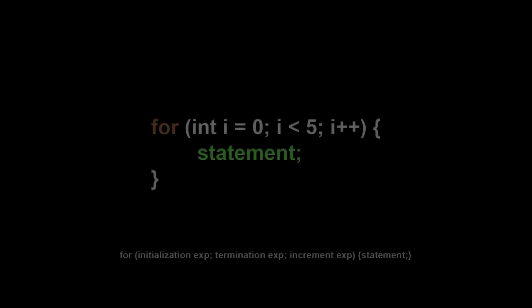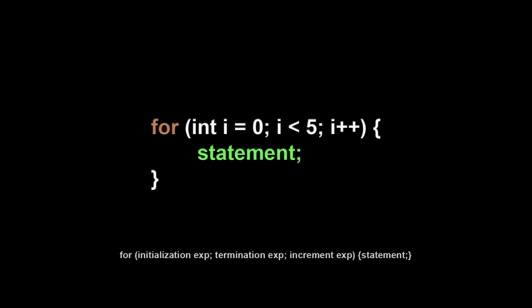The first parameter is called the initialization expression. This is where we initialize a variable to act as a counter for our loop. In this example, we initialize an int variable that we will call i to 0. i is often used as the variable name in the initialization expression of a for loop.